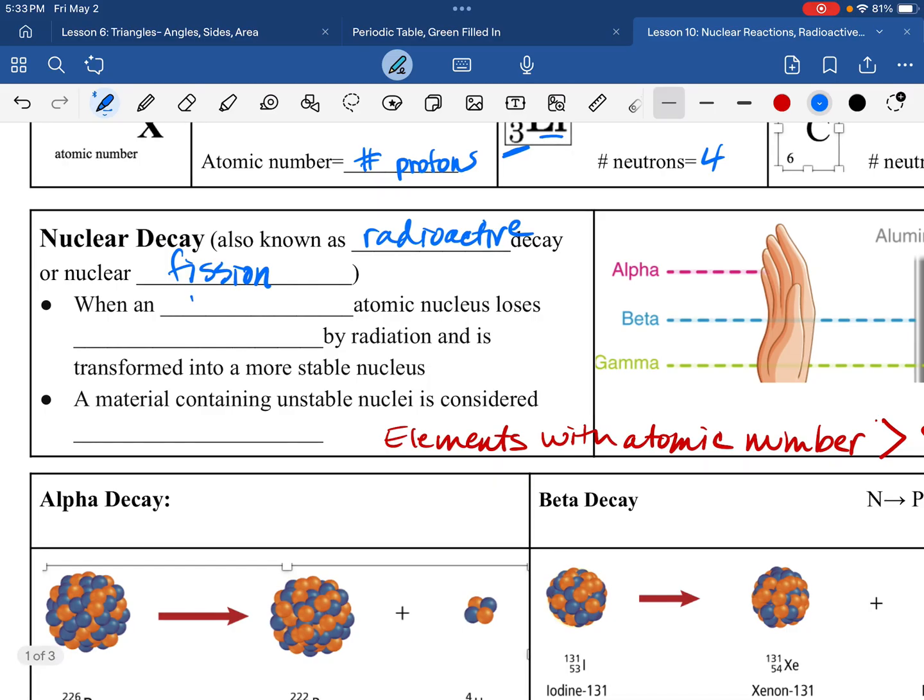And it's when an unstable nucleus loses energy by radiation and is transformed into a more stable nucleus. So any material containing unstable nuclei is considered radioactive.